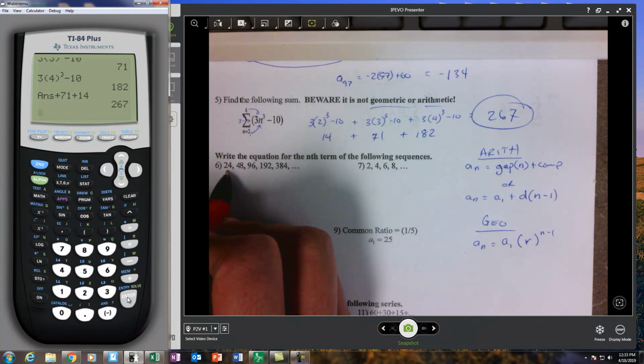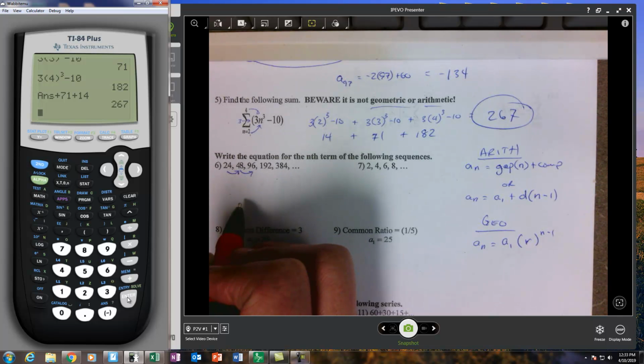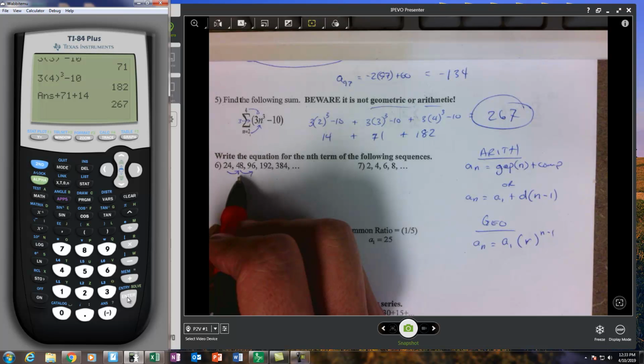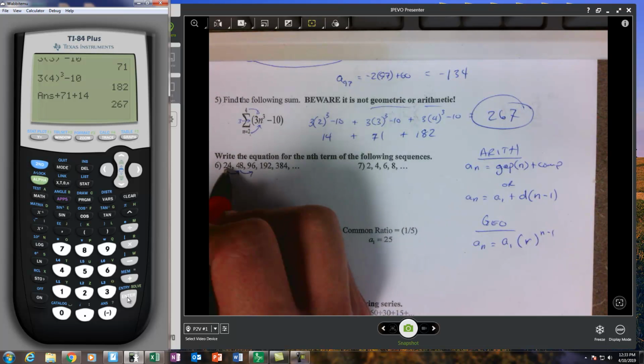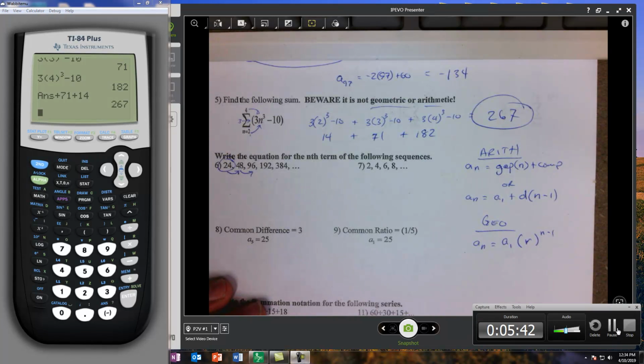Going from 24 to 48 would be adding 24, but from 48 to 96, that's adding 48. So I'm not adding the same thing each time. I think this is probably geometric. Because it's geometric, I would need to know the first term, which is 24, and I would need to know how I get from one term to the next.